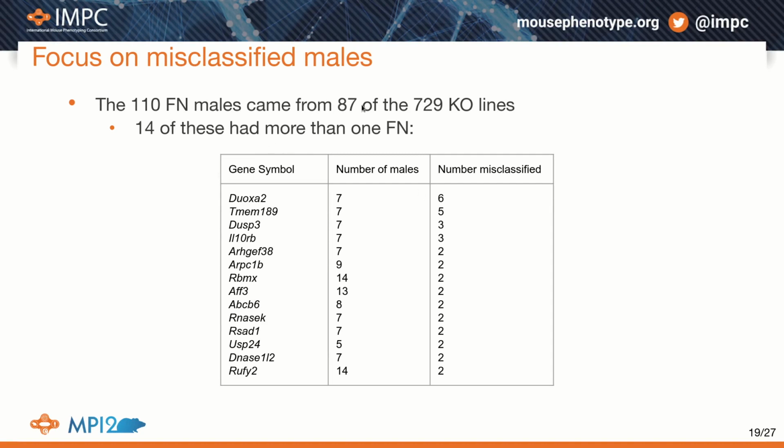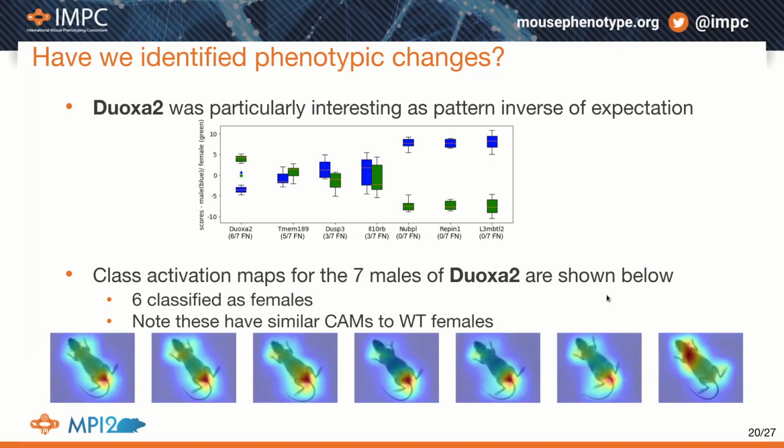they were only from 87 lines, and we ordered them by the number of misclassified per line, and these are the ones that had more than 1 per line. And you can see that in the case of DUX02 TME, these 4 have a higher than expected number, which does not seem to be due to chance. So we looked at these 4 in more detail, and we also looked at some where there were no misclassifications.